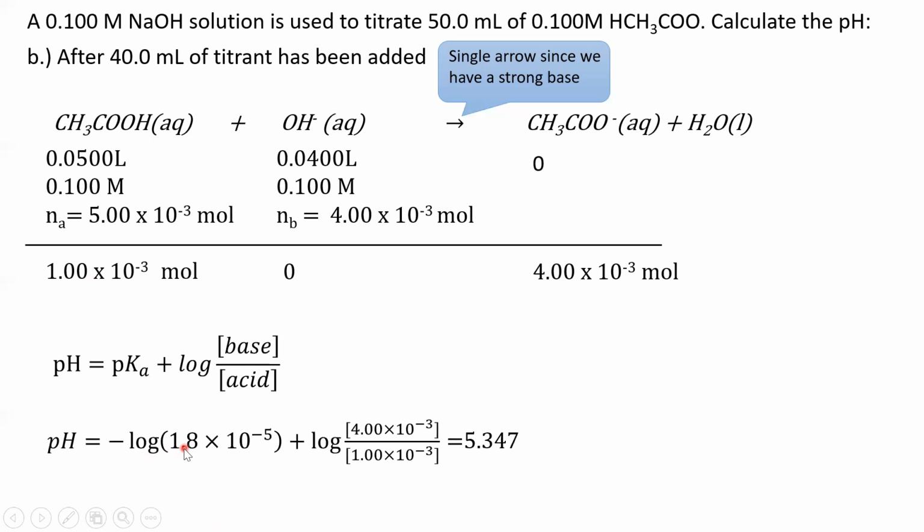So the negative log of 1.8 times 10 to the minus 5 gives us the pKa. We're going to add to that the log of 4 times 10 to the minus 3 divided by 1 times 10 to the minus 3. And our pH has gone up to 5.347. We've added some base. It's consumed some of the acid and the pH has gone up.